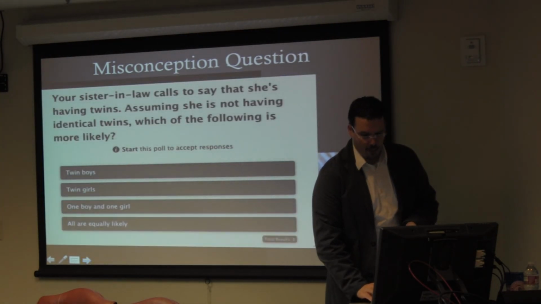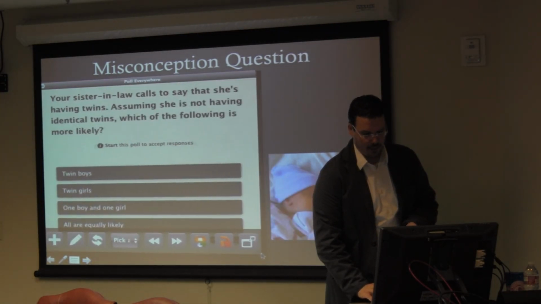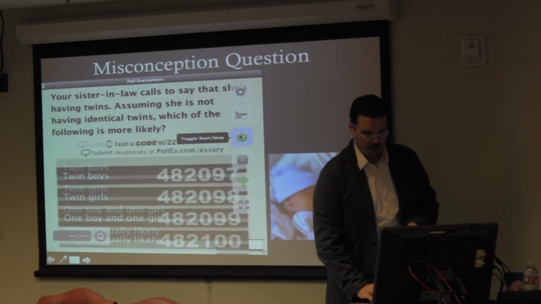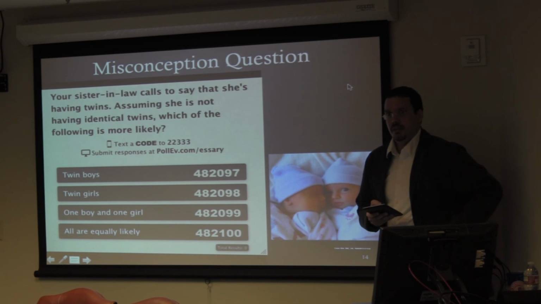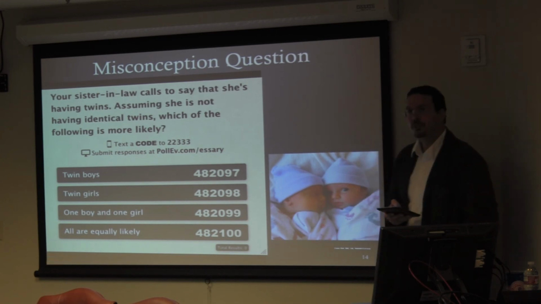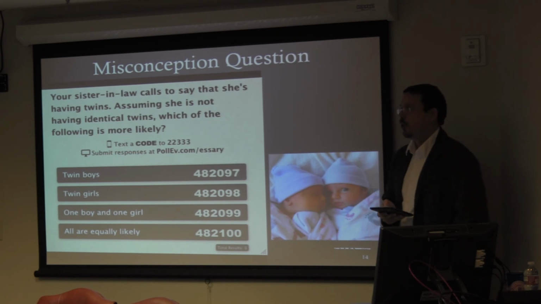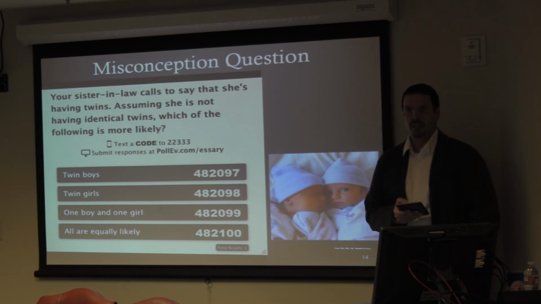The questions can get more complex and have to do with actual science. So let's say your sister-in-law calls to say that she's having twins. And assuming she's not having identical twins, which of the following is more likely? Is it twin boys, twin girls, one boy and one girl, or all of those options equally likely?